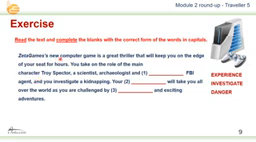Zeta Games, a new computer game, is a great thrill that will keep you on the edge of your seat for hours. You take on the role of the main character, Troy Spector, scientist, archaeologist, and you can see blank here, FBI agent, and you investigate kidnapping. You will take you all over the world as you are challenged by and exciting adventures. So your mission is just to read the text, complete the blanks with the correct form of those words on the right hand side.